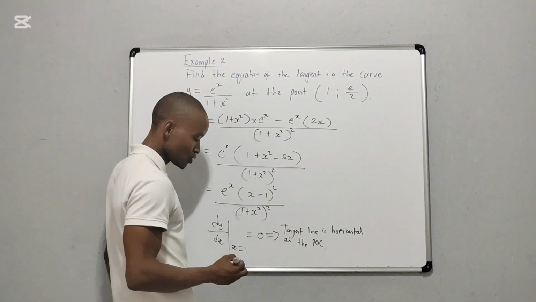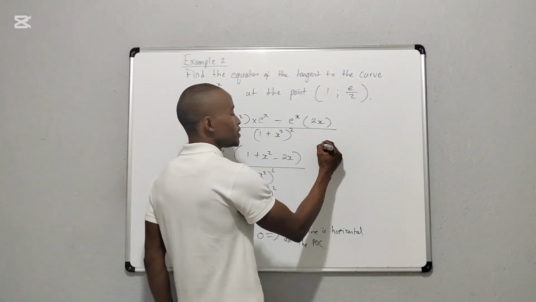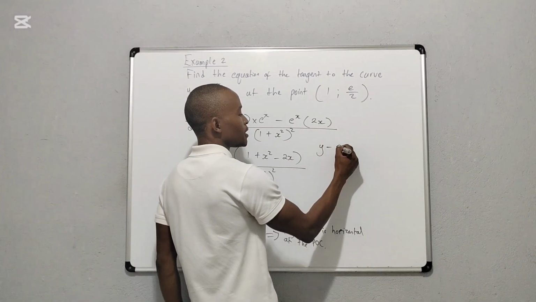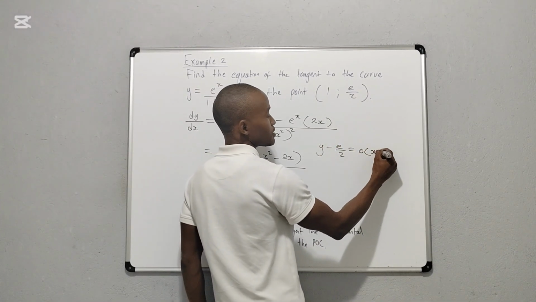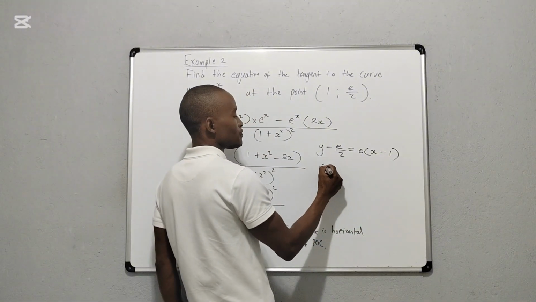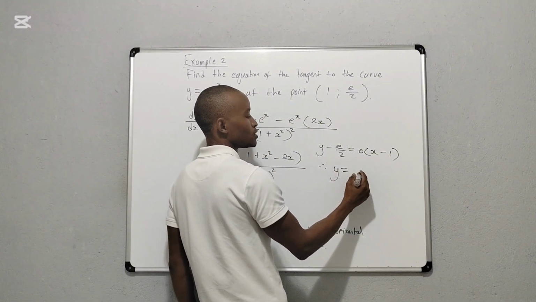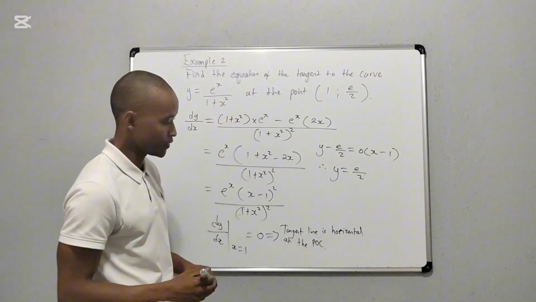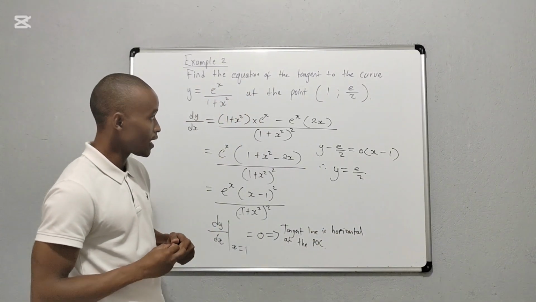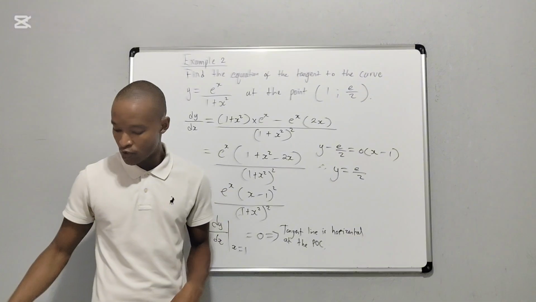Okay, so what do we need now? We use this equation, y minus e over 2 is equal to 0 times x minus 1, so therefore the equation of the tangent line is just y equal to e over 2. Okay, so this takes care of example 2.